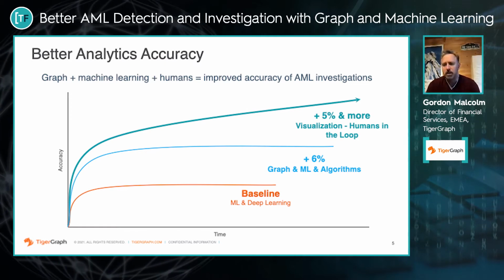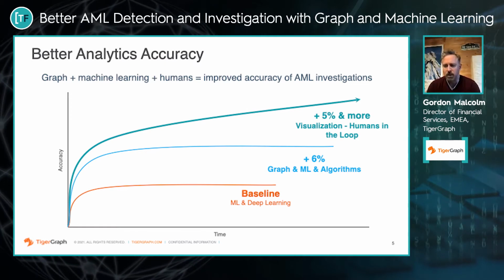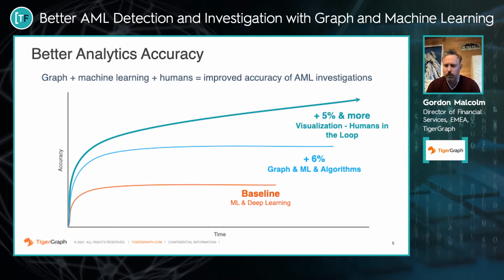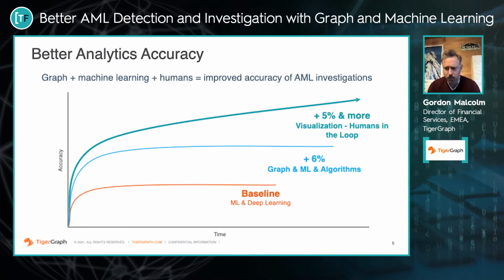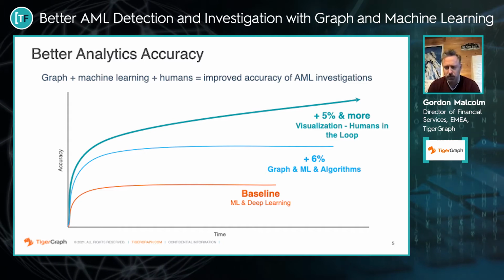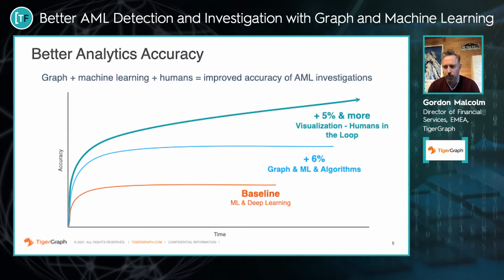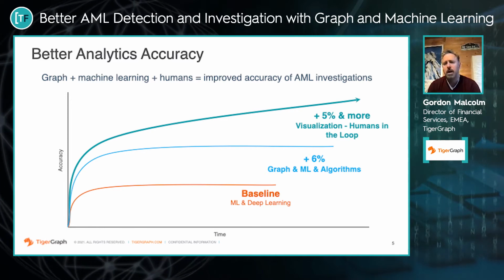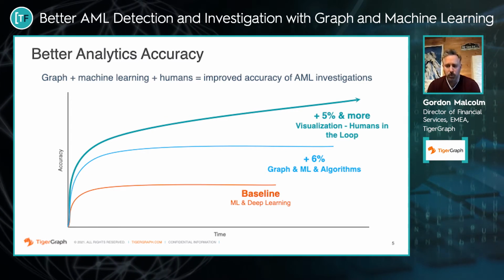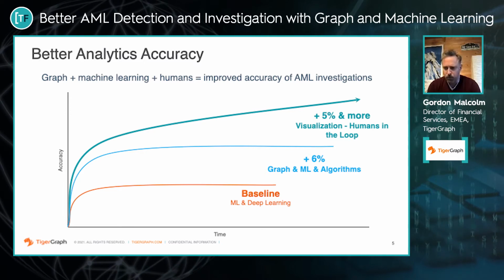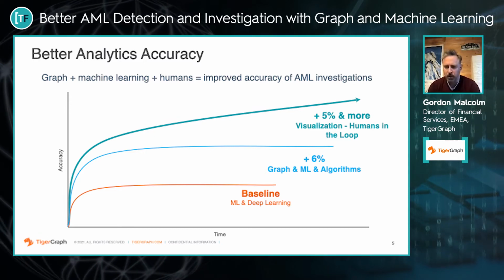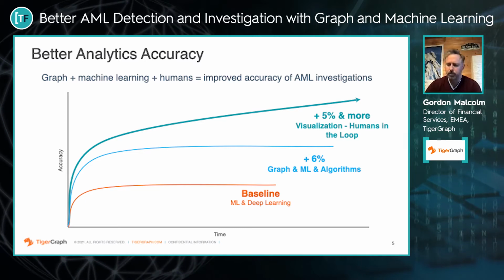So we start from a baseline and increase accuracy by 6% with graph databases and in-graph machine learning and graph algorithms. Now that alone is a significant step forward. 6% can translate to millions of dollars for any large financial institution, as I'm sure you're aware. And then we get an additional 5% more with visualization that enables humans to understand and identify areas for improvement and to drive more effective machine learning.